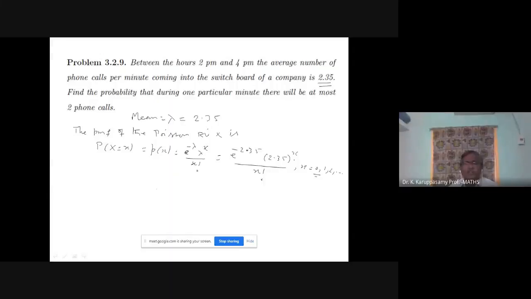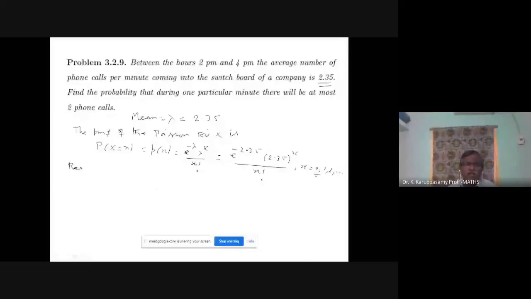Now read the last line. Find the probability that during one particular minute there will be at most 2 phone calls. Maximum 2 phone calls means the number of phone calls cannot go beyond 2. So you are asked to find the probability of the number of calls less than or equal to 2. The word problem is very simple.